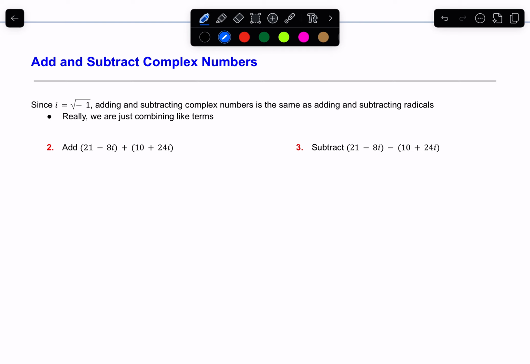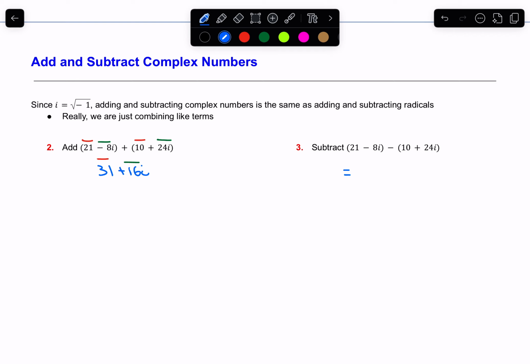So 21 plus 10 is 31, and -8i plus 24i is positive 16i, where all we did was combine 21 and 10 to get 31, combine -8i and positive 24i to get positive 16i. Nothing else to it. When you subtract, just like normal, you have to make sure you distribute.